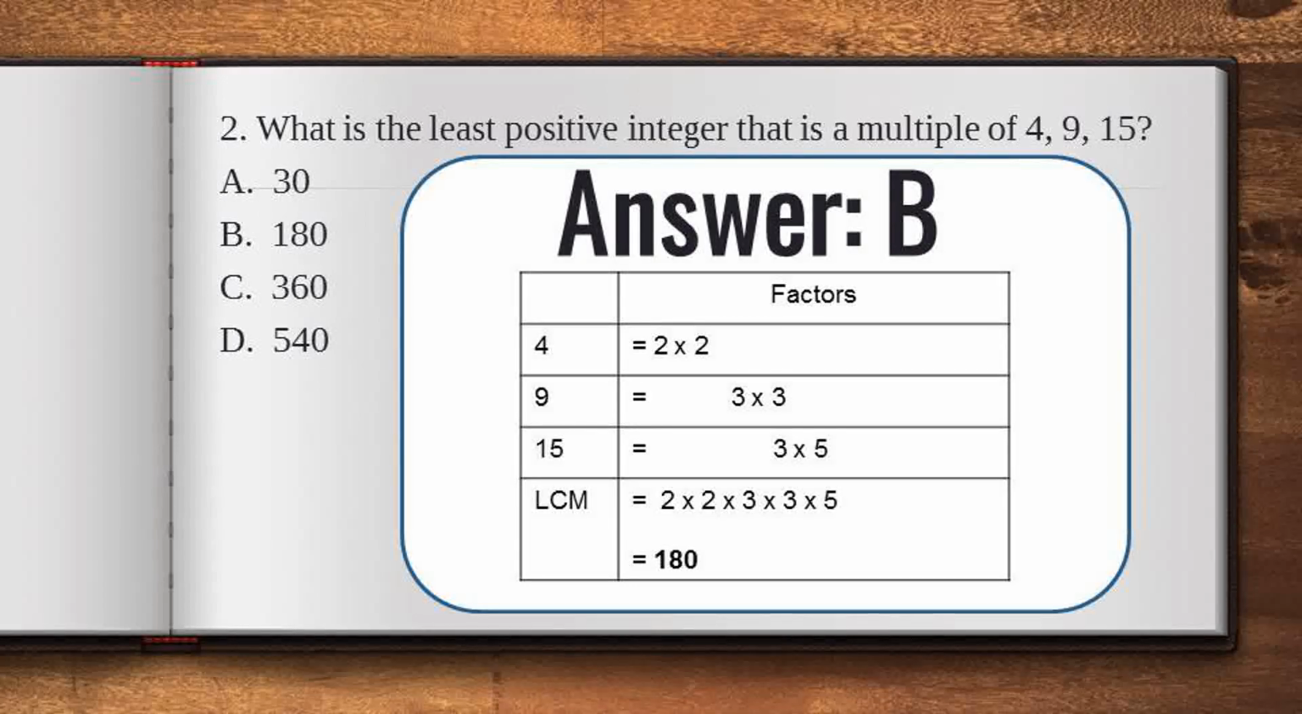And the next step is to multiply each factor the greatest number of times it occurs in either number. So in this case, we multiply 2 times 2 times 3 times 3 times 5. And this equals 180. Thus, the LCM is 180.